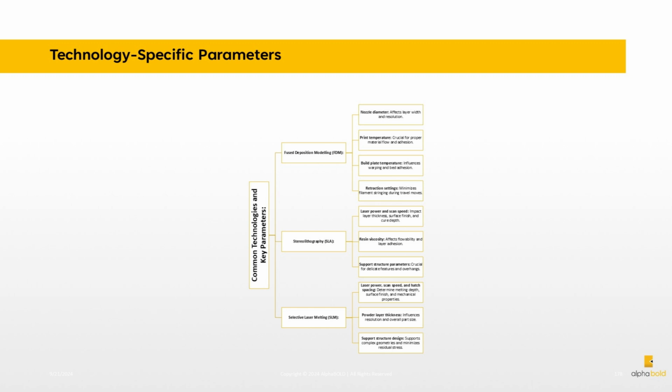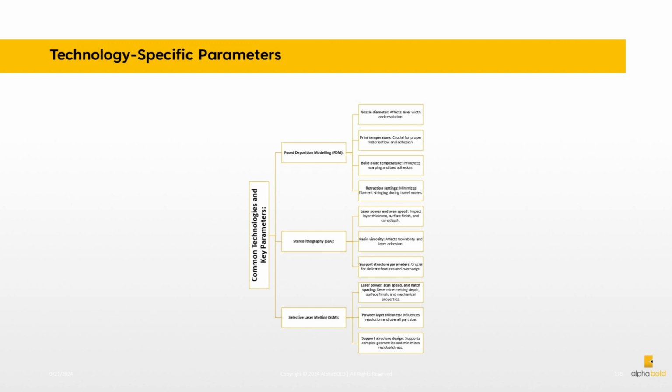Stereolithography, SL. Laser power and scan speed. Impact layer thickness, surface finish, and cure depth. Resin viscosity. Affects flowability and layer adhesion. Support structure parameters. Crucial for delicate features and overhangs.